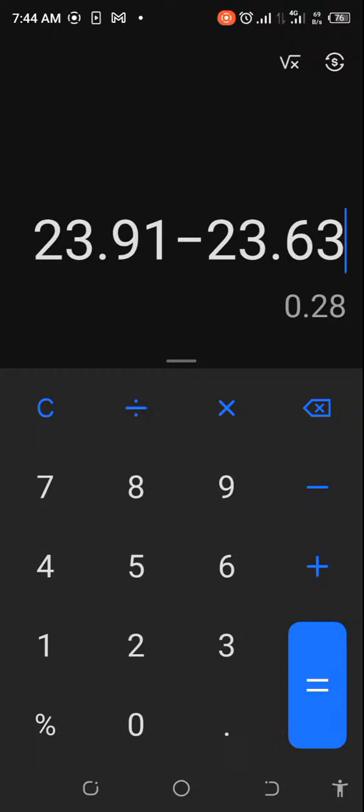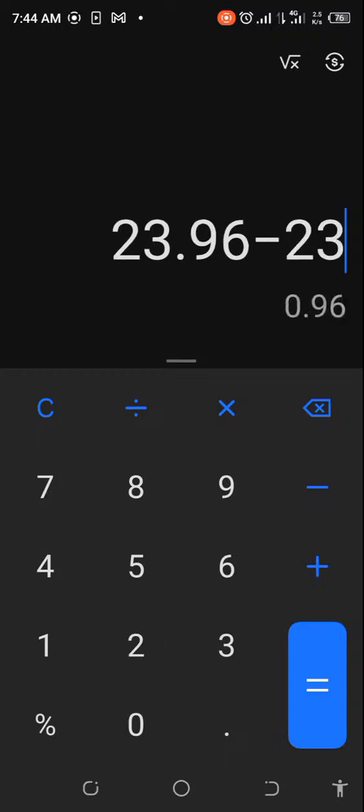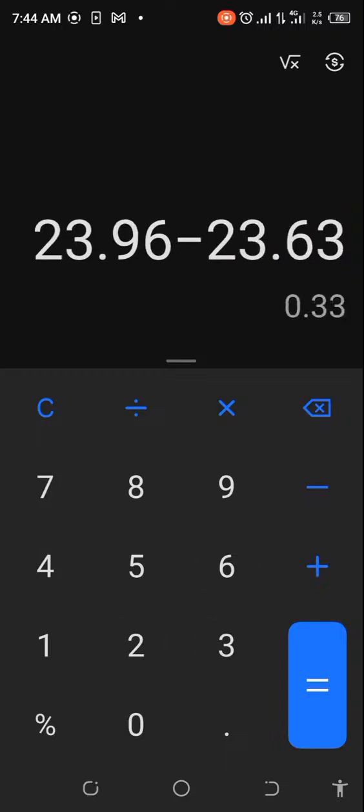We started out this trade with 23.63. And now what do we have? Let's add the 28 cents to 23.63. We've got 23.96, minus 23.63. So you can see that we actually made profit in the process of this trade. We made 33 cents. Now, what is 33 cents? That's obviously over 1%.